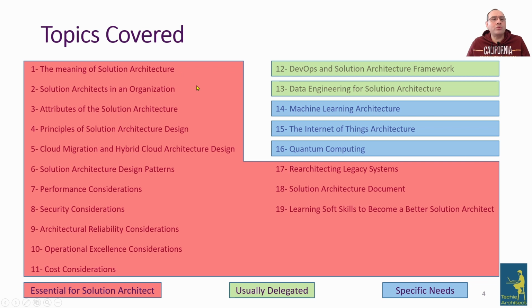The book starts with the meaning of the solution architect, the different types, and how the solution architect is positioned in an organization. And by the way, it differs from one organization to another. Then starting from chapter 3, it discusses the attributes of the solution architect and non-functional requirements, and of course the principles of solution architecture regarding decoupling and a lot of other examples.